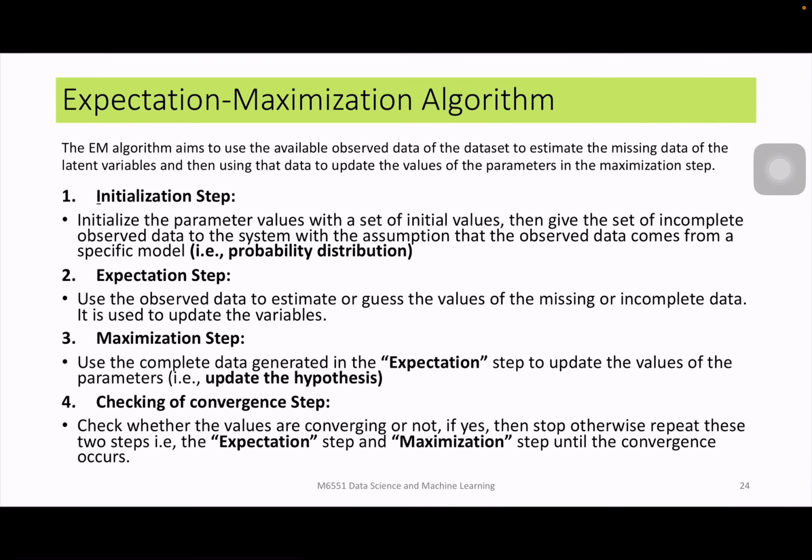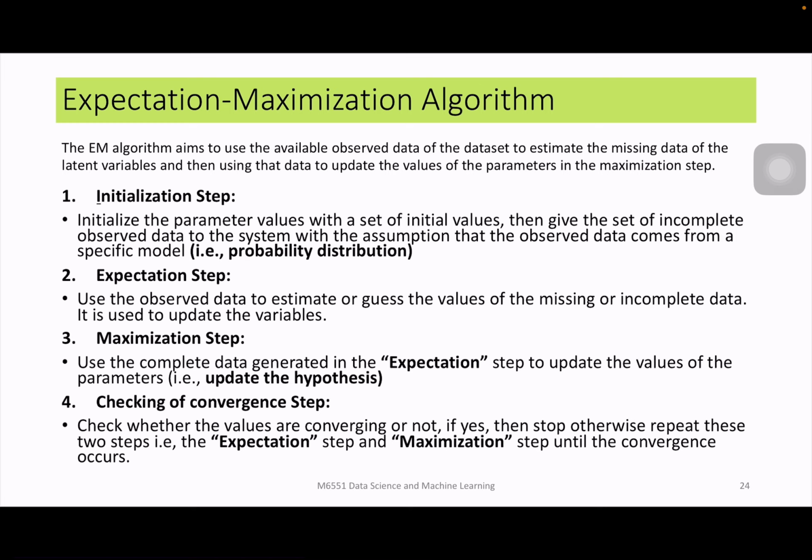The expectation maximization algorithm aims to use the available observed data of the data set to estimate the missing data, the latent variable, then use that data to update the parameters in the maximization step. So expectation is using a guess, maximization is using the hypothesis, and then go back to expectation. The initial step is to initialize the parametric equation with a set of initial values, then give the set of incomplete observed data to the system and assume that the observed values come from a specific model probability distribution.